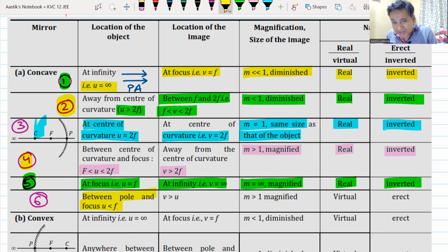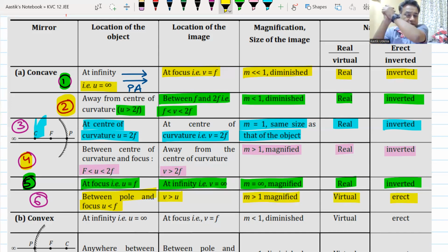The thing that has changed is the image has become virtual and erect. Virtual, that's why erect. Virtual and erect. And also it is magnified. V is greater than U. You will have to remember this particular case.